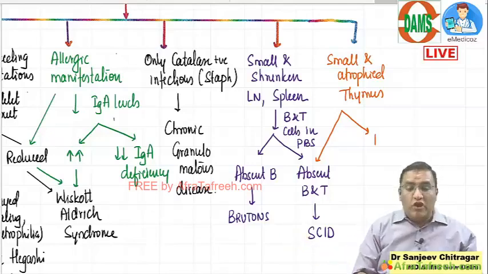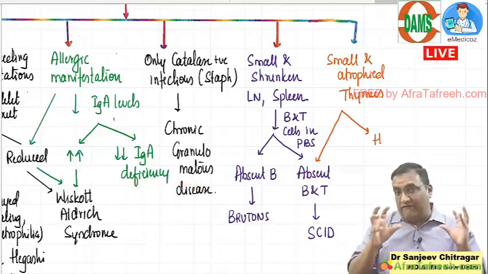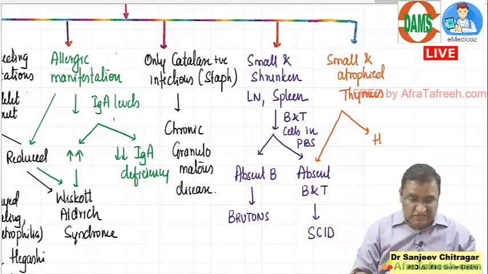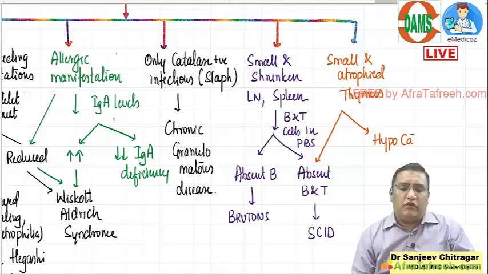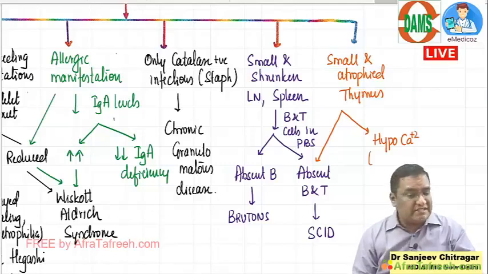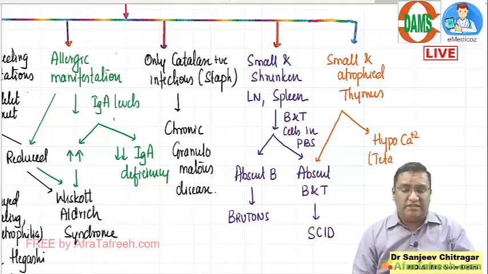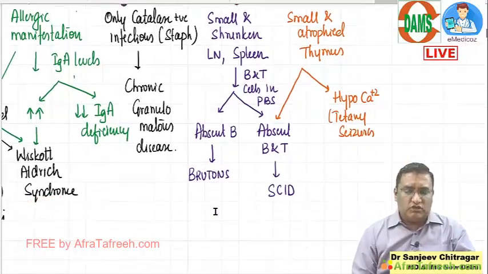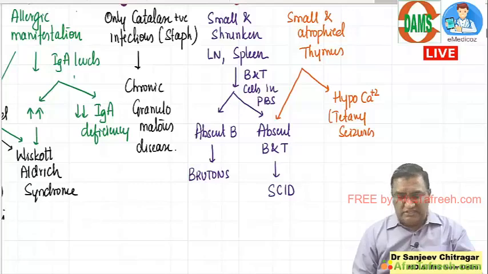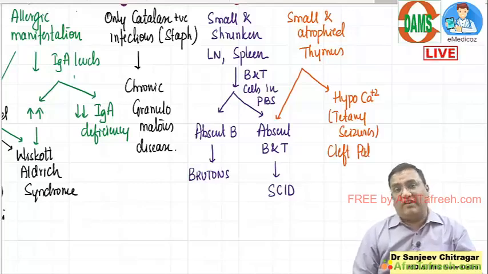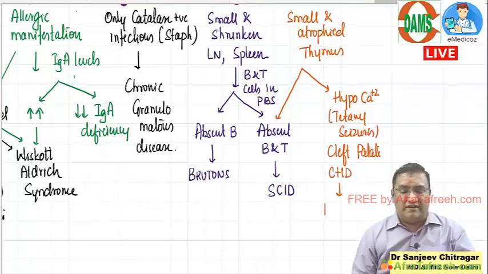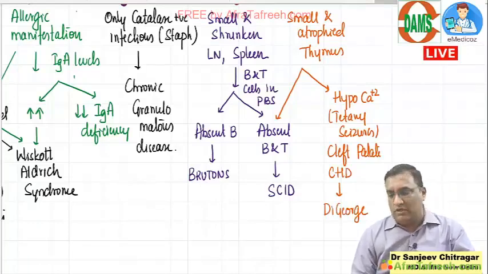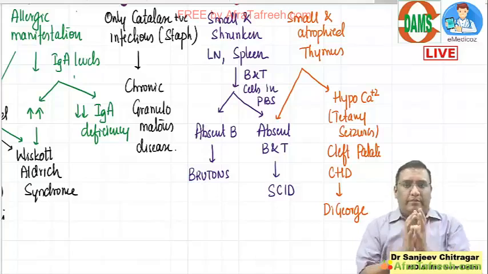So if only the thymus is small, and lymph node, spleen, everything is normal, immunoglobulin levels are normal, that is what they will give you as a hint, then check if the child is having hypocalcemia. Hypocalcemia usually manifests with tetany and seizures in childhood. So hypocalcemia, tetany and seizures, or even look for cleft palate, then congenital heart diseases. If any one of them is there, yes, correct, this will be DiGeorge syndrome. So this is how you approach. Now look at this.